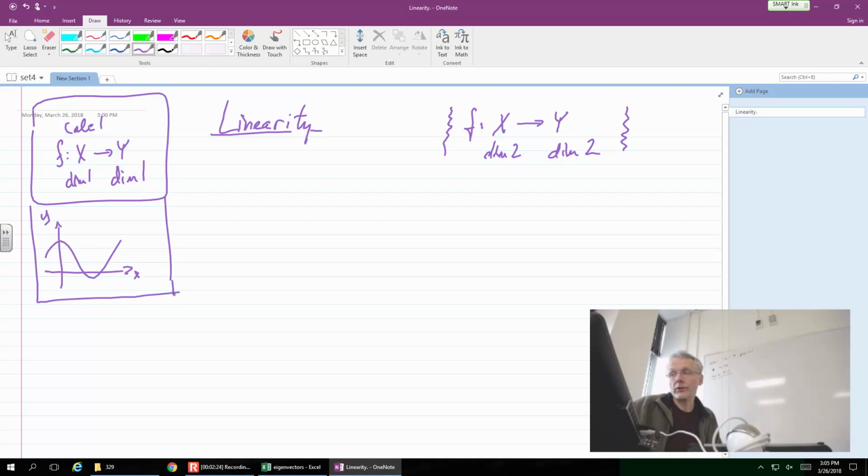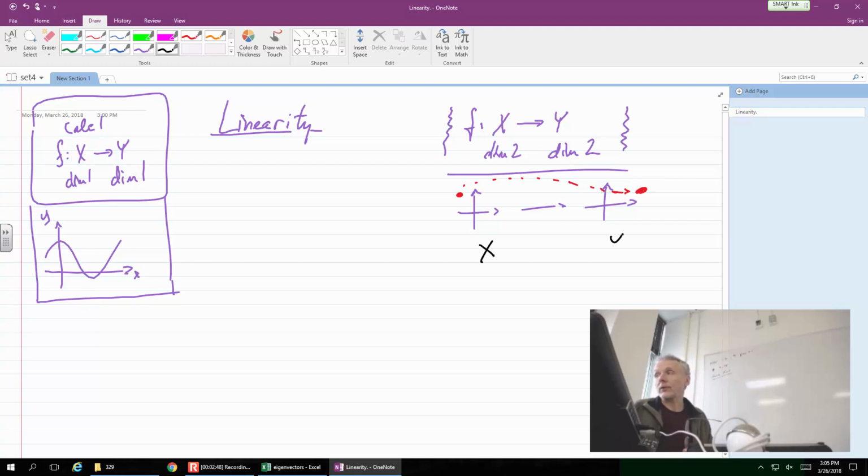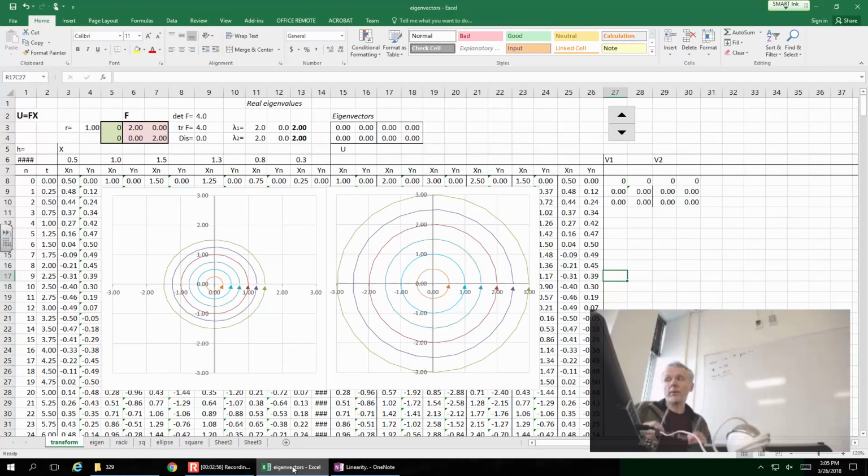Okay, so the challenge here is, how do you visualize it when both of the spaces are two-dimensional? It's a plane to a plane. Every point here will somehow find its new place over there in the other space. So this is x and this is y, and this is my f. That's a challenge. Sometimes it works out, and that's the example I'm showing you. As you can see, what do you see has happened here?